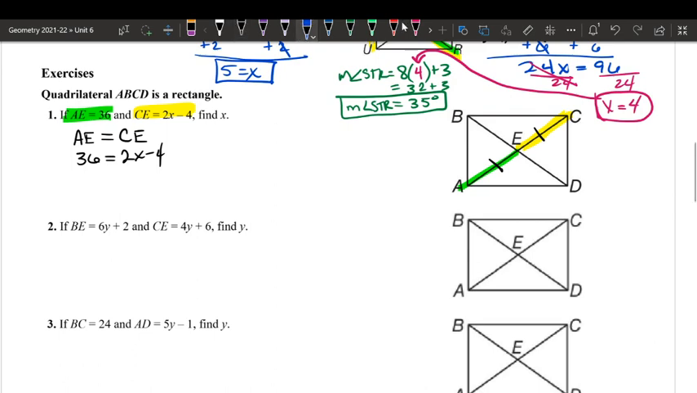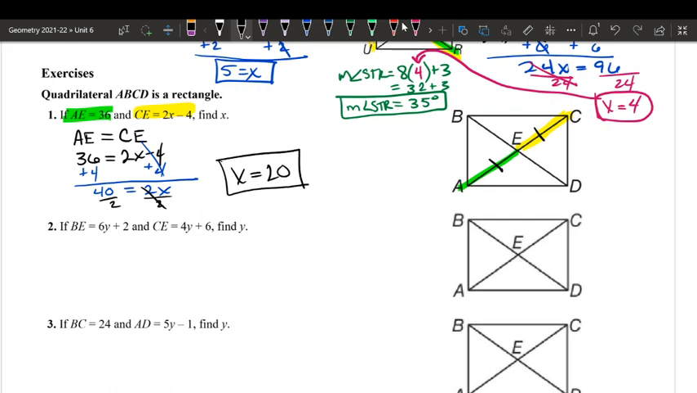So to solve this problem, I just need to use algebra. So I add 4 to both sides, and I get 40 equals 2x. And then when I divide by 2, I find out that x equals 20. And since it just said to find x, I'm done. Okay. So again, that's really just a parallelogram problem, but it still applies to rectangles.